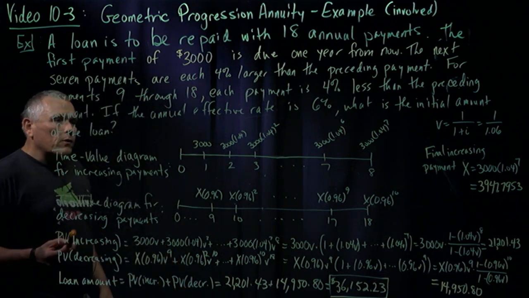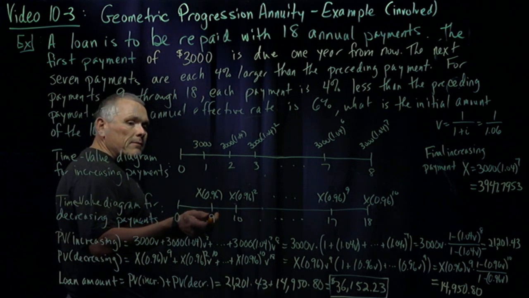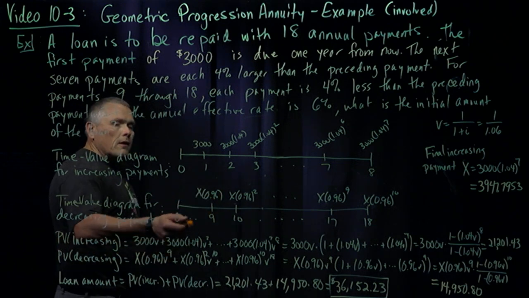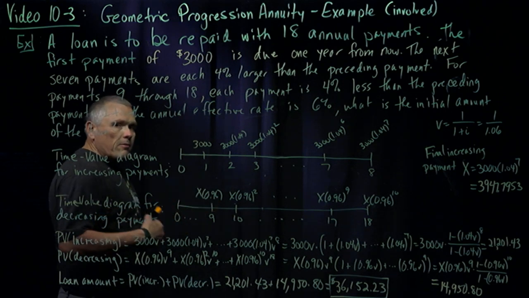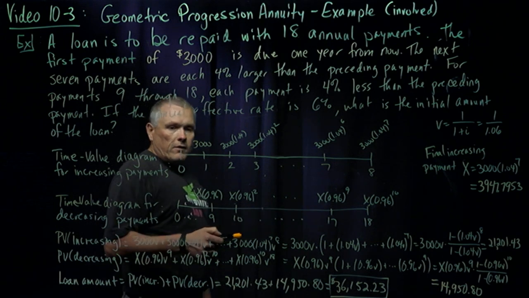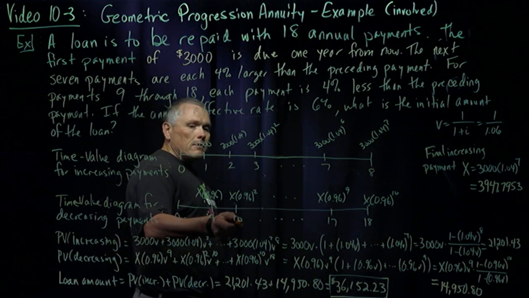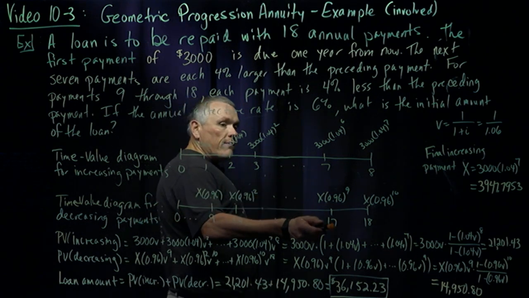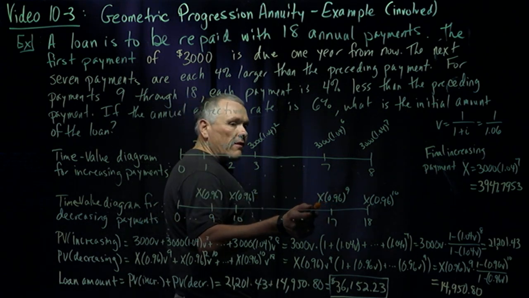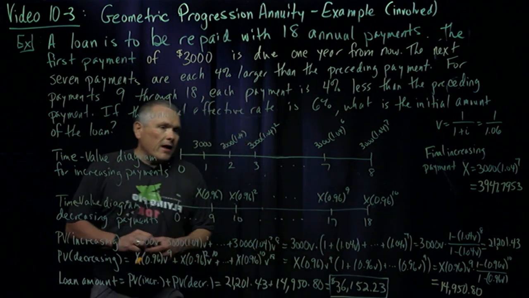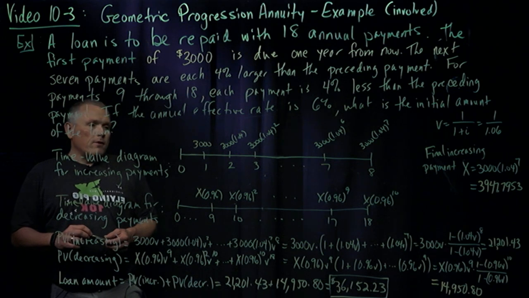Switching over to our decreasing, starting at time 9, the previous payment gets decreased by 4%. Decreasing by 4% is the same as multiplying by 0.96. And then we continue that progression for each time period. So payment 10 is x, that value for x, times the 0.96 squared. So at 17, we've made 9 additional payments. So that's x times 0.96 to the 9th. And then finally, the 18th payment will be x times 0.96 to the 10th.